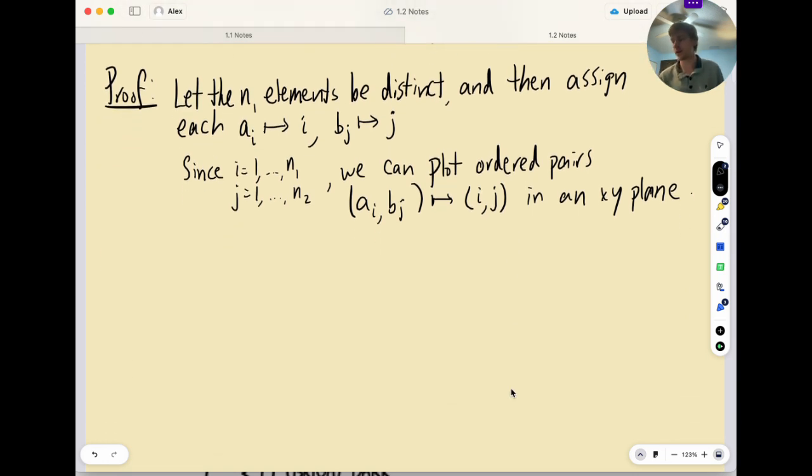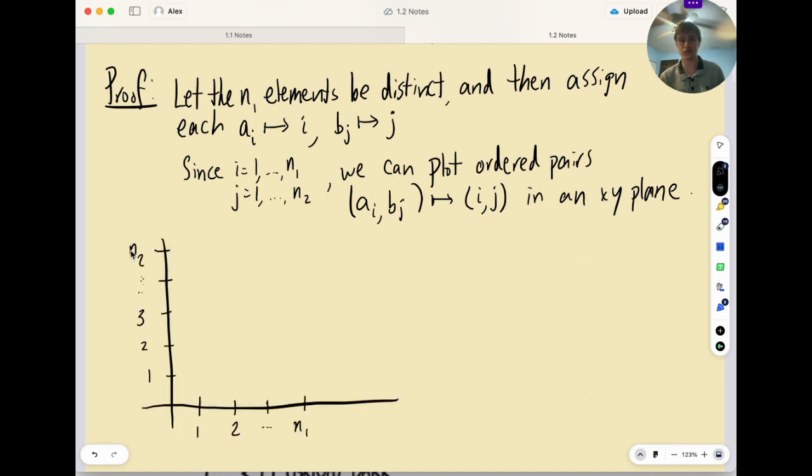And when we do this, how is it going to look? We have all possible ordered pairs, right? So we're going to have an ordered pair at 1, 1, at 2, 1, etc. And you have this lattice. And the object of the proof is just to count how many dots there are, because all of those are ordered pairs.